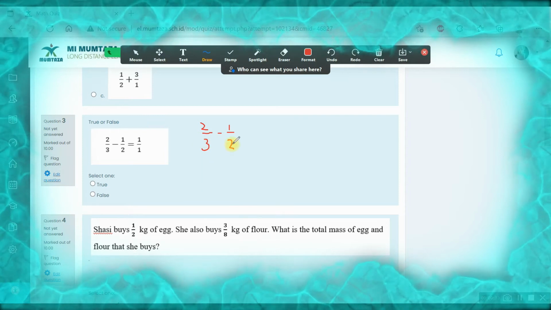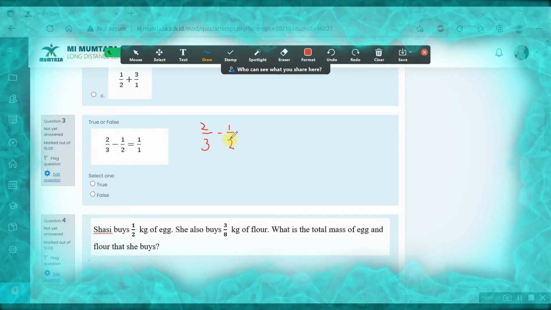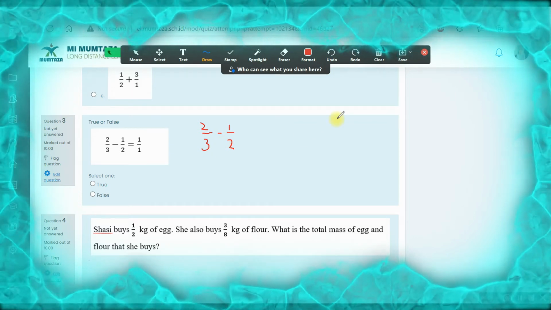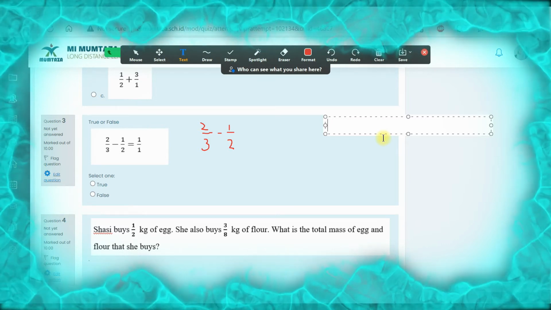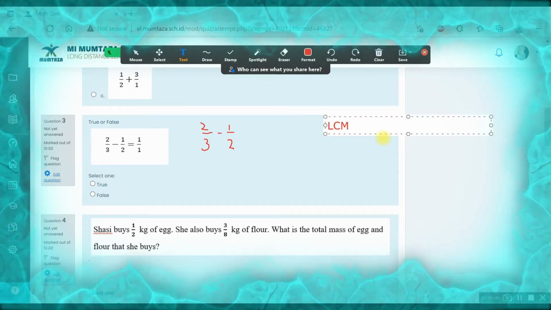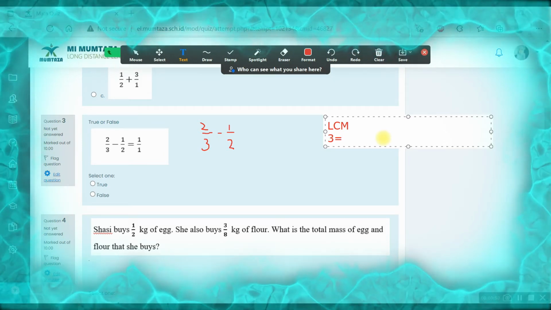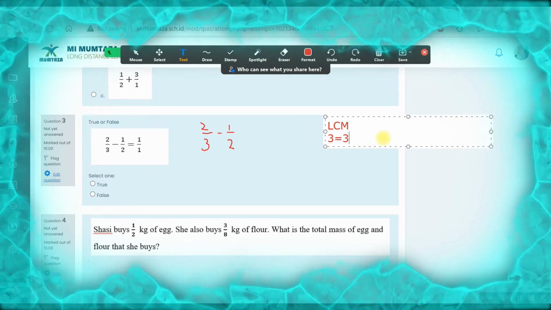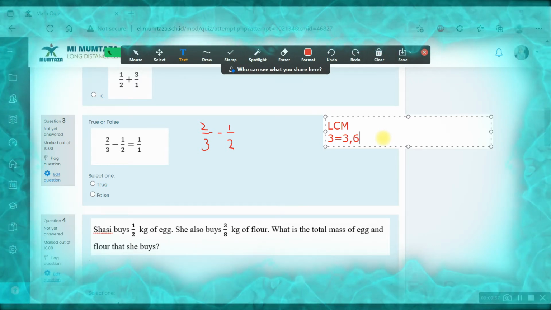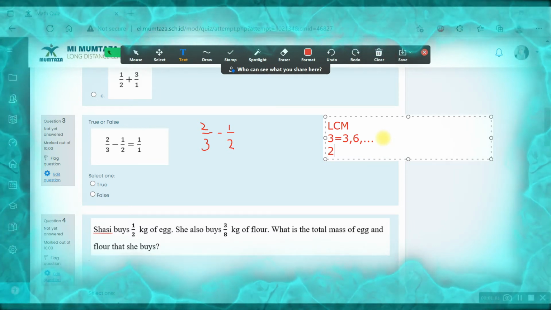Look at this. This is unlike fraction because the denominator is different. So we must find the LCM first. LCM of 3 and 2. So we must find the multiples of 3. Multiples of 3, so 3 times 1 becomes 3, 3 times 2 becomes 6, and so on.